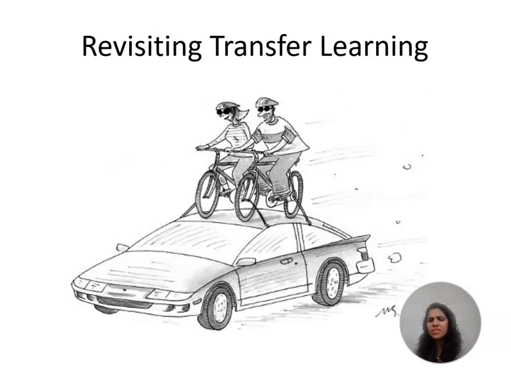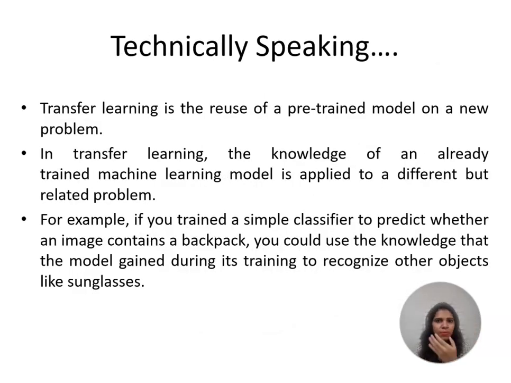So what does this picture say about transfer learning? If you are traveling on top of a car with a cycle, you are not cycling, you are on top of the car, so you get the speed of the car. That is, you have transferred that knowledge. Technically speaking, in transfer learning, the knowledge of an already trained machine learning model is applied to a different application. For example, if we take a simple classifier for whether an image contains a backpack, a cat or a dog, you could use the knowledge that the model gained during its training to recognize other objects like sunglasses.